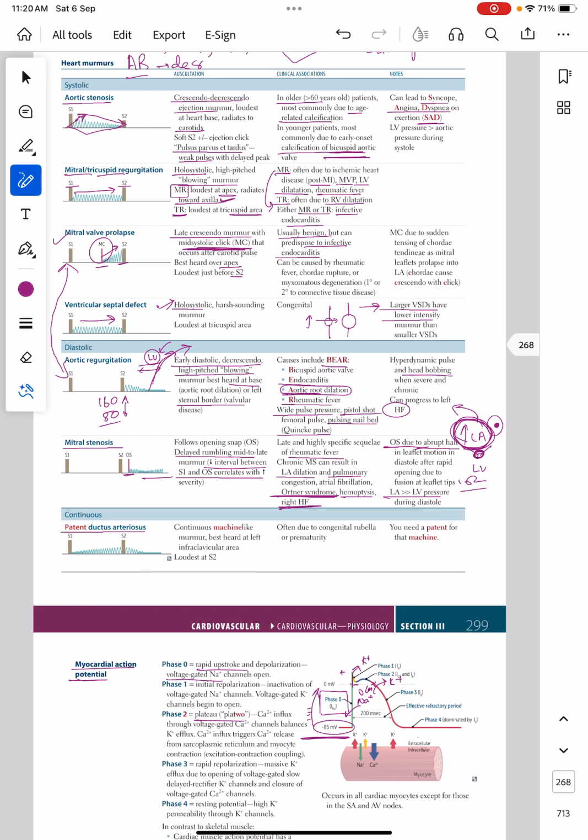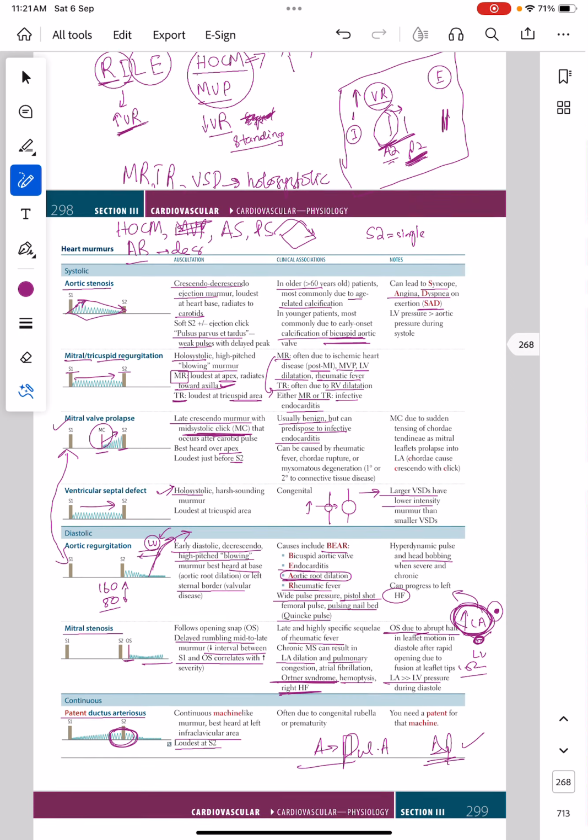It has a machine-like murmur. It is best heard at the left infraclavicular area, and it is loudest at the S2. Here it is the loudest. So why does it happen throughout systole and diastole? Because whenever the ductus arteriosus is patent, it is not closed, so the blood is constantly moving from the aorta towards the pulmonary artery, whether it is systole or diastole. So the pressure difference between these two always exists. When the pressure difference exists both in systole and diastole, there is a continuous machine-like murmur. So it was all about murmurs.